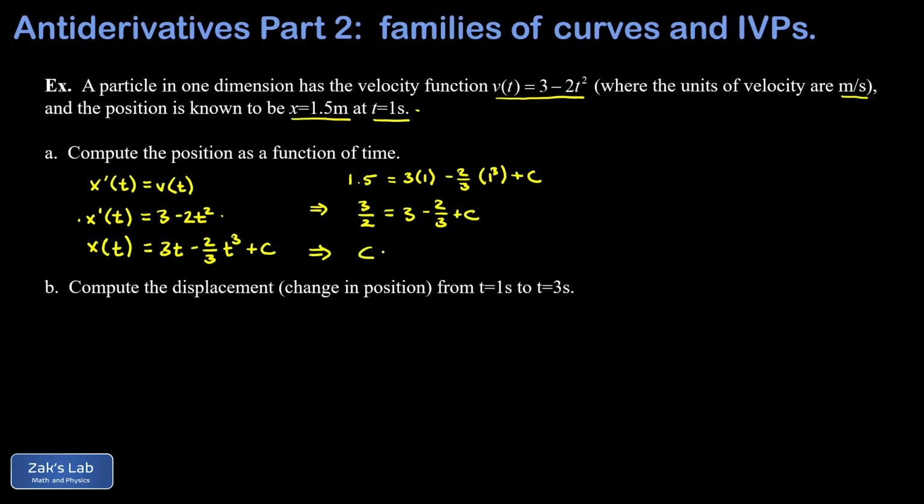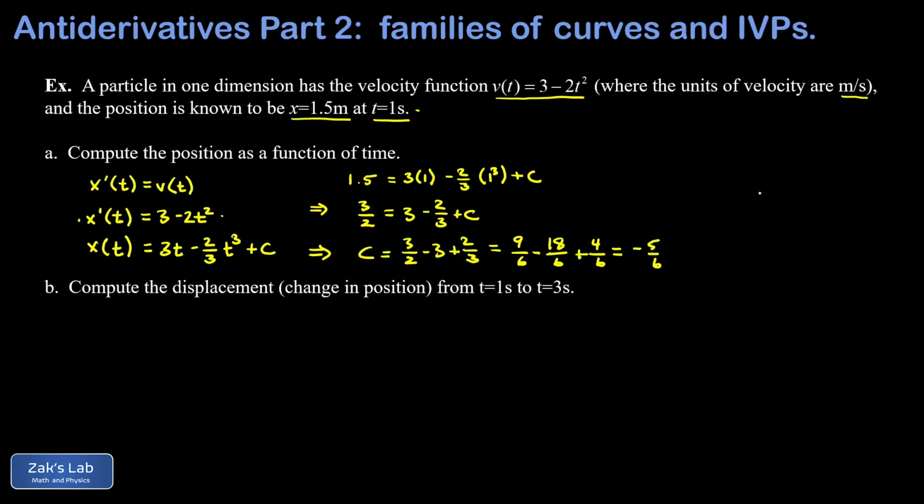So c is found by taking 3/2 minus 3 plus 2/3. And the common denominator here is 6. So multiplying that first fraction by 3 over 3, I get 9 over 6. Multiply the 3 by 6 over 6, I get negative 18 over 6. And finally multiply the 2/3 by 2 over 2, and I get 4/6. Now we can do the subtraction and the addition. I get 9 minus 18, which is negative 9, plus 4, which is negative 5. So I get negative 5 over 6.